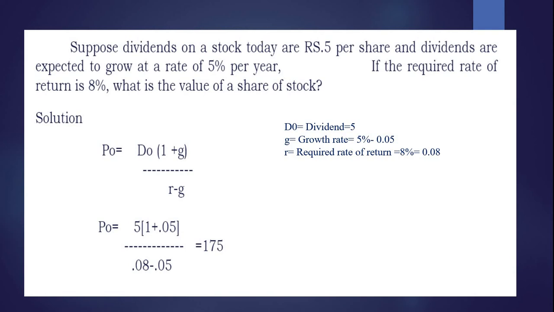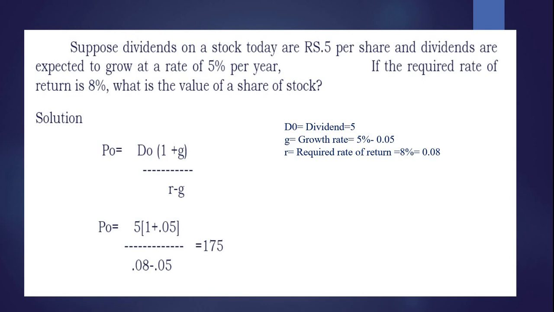D0 indicates the dividend, how much dividend we are receiving. Next is g. g is nothing but our growth rate. Next is r. r is nothing but the required rate of return. Okay, so in this formula, we know what all the things denote. So now we will find out these values.